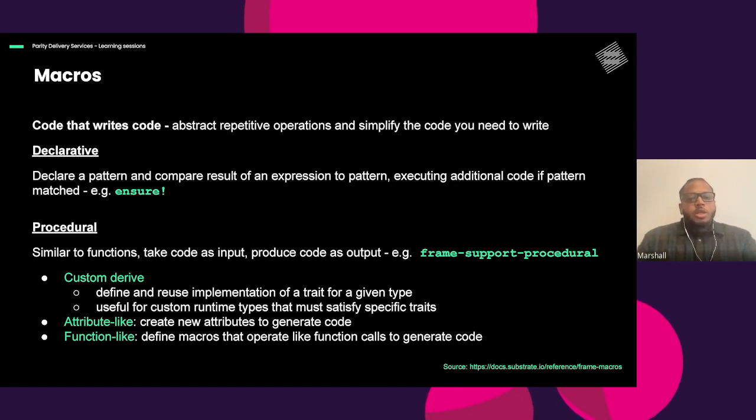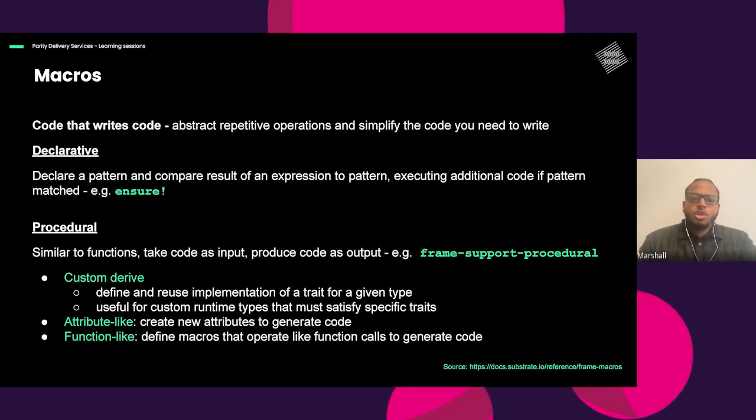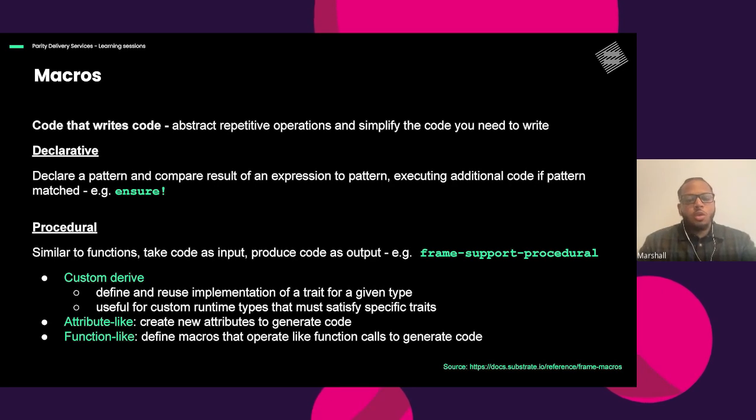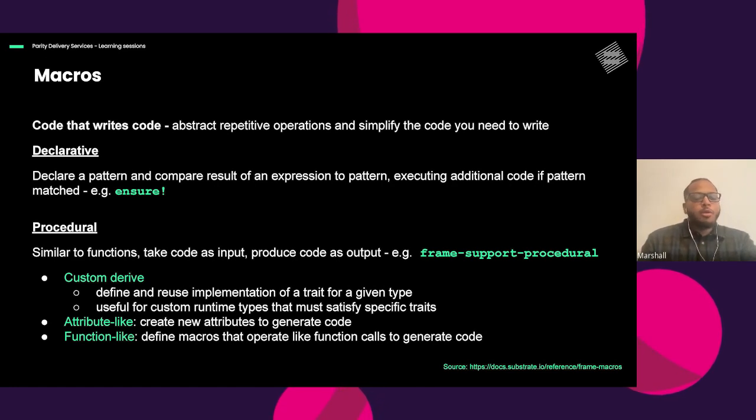And here, I just want to do a little bit more talking about macros. Macros are basically code that writes other code, allowing you to extract repetitive operations, as we talked about before, and simplify the code that you need to write. So when you define a storage type, instead of having to worry about how to put to that storage, read from it, or mutate it, those things are all handled by FRAME macros for you. And you can just focus on the specific logic that you want to handle.